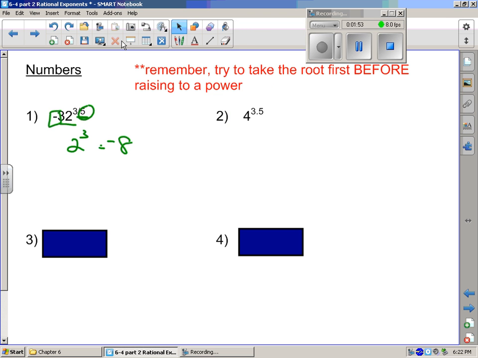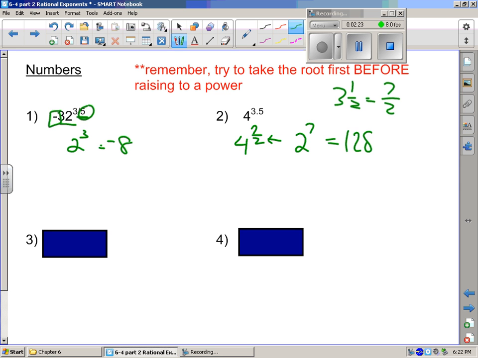All right, this next one, we need to change it to a fraction first. So 3.5 is really 6 plus 1, that's 7, over 2. So we have 4 to the 7 halves. We're going to take the square root first. So the square root of 4 is 2. And 2 to the 7 is 128.